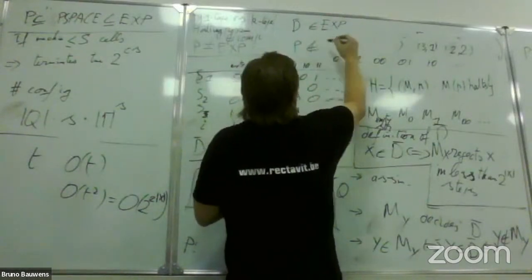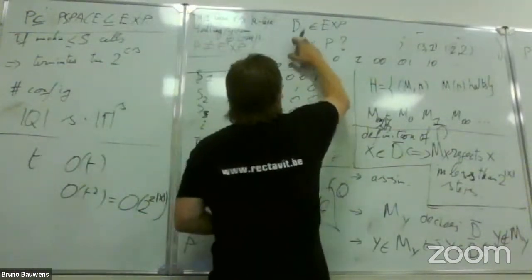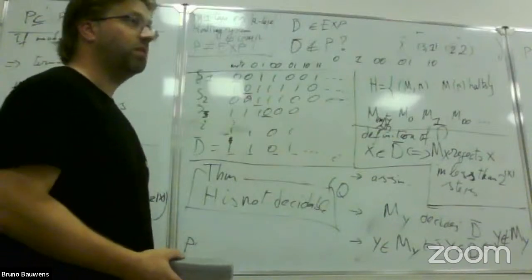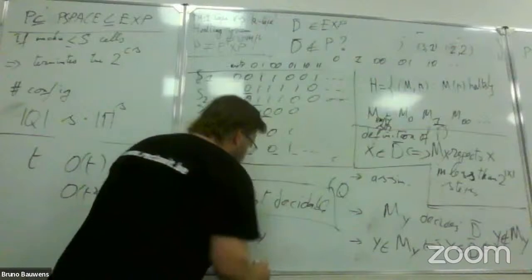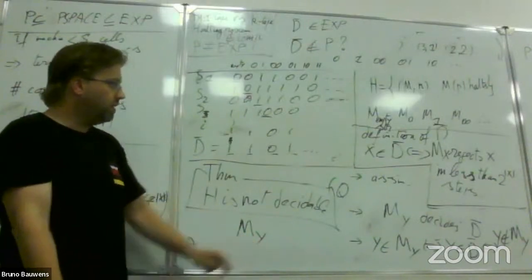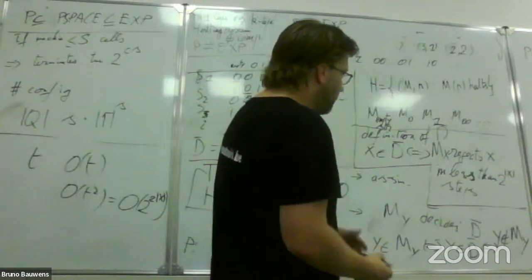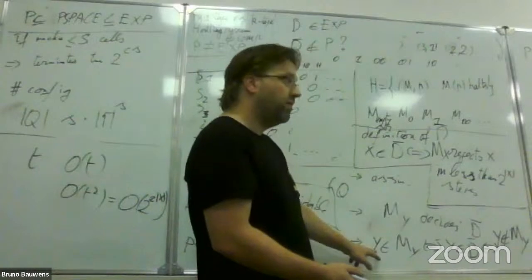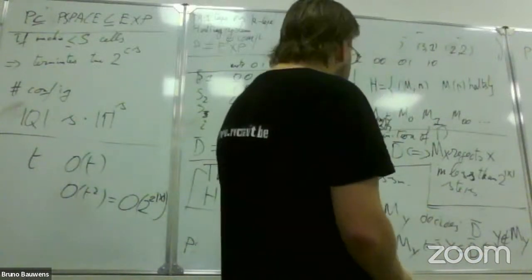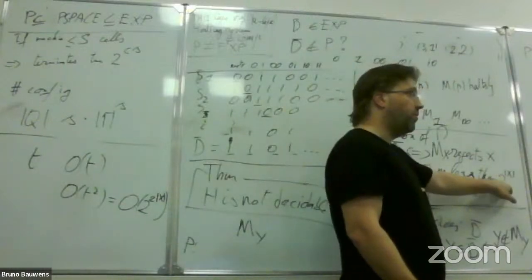And now the question: d bar not in P. So let us now take any polynomial time Turing machine M_y. For every Turing machine, we can get its binary description. Let us assume M_y decides d bar. Then we have y in M_y if and only if y not in d bar, and so it will do the opposite.